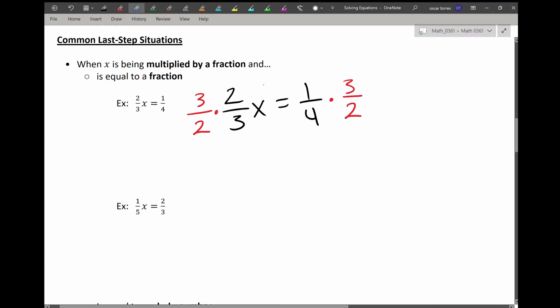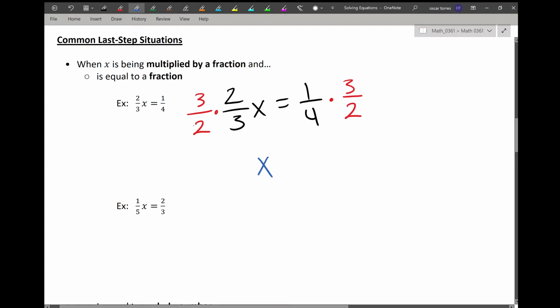Like if you think about 3 times 2, that's 6. 2 times 3 is 6. So we would end up with a fraction of 6 over 6. And 6 divided by 6 is really a 1. So all of this would become a 1, and the x would be next to it. What does 1x become? 1x becomes just x. So our goal was to get rid of this fraction, and we do that by multiplying it by the reciprocal.